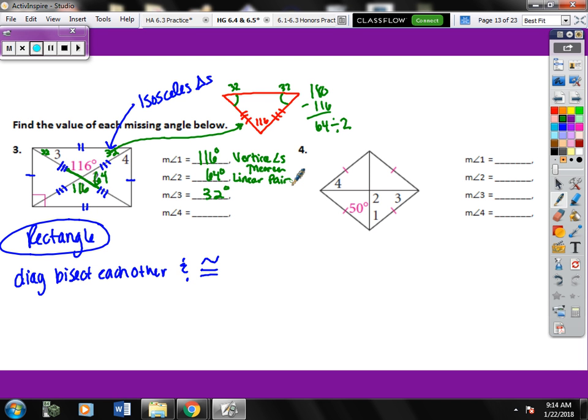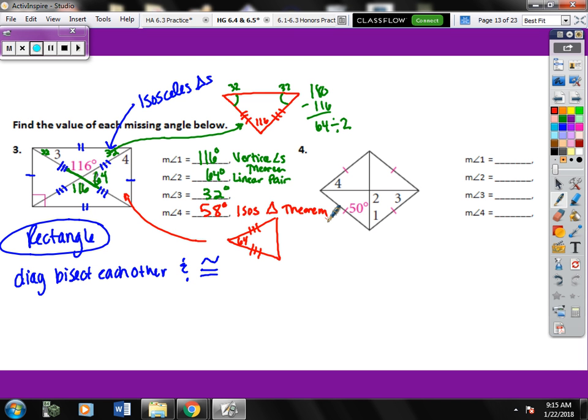And then lastly, what would 4 have to be? Come on. 58. You're going to use this isosceles triangle that has 64 as the vertex angle. So we would do 180 minus 64 and then divide that in half, and we would get 58. And that was using the isosceles triangle theorem.